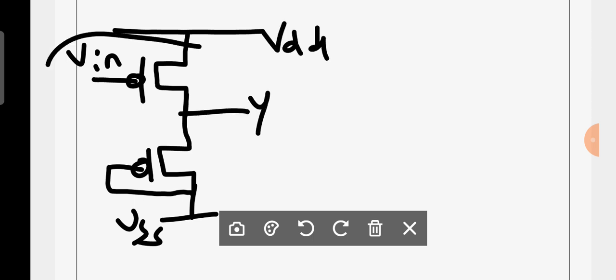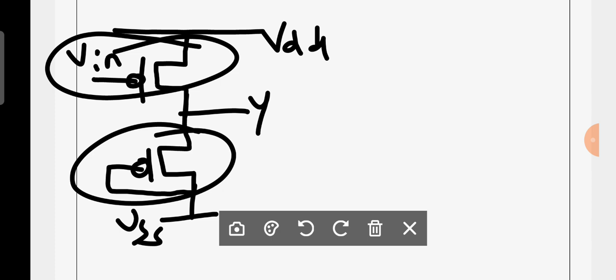Okay, the input is applied to the pull up, and the pull down is fixed. Okay, I will draw the NOT gate for that. If you observe that stick diagram, I'm going to draw the NOT gate for the PMOS transistor.